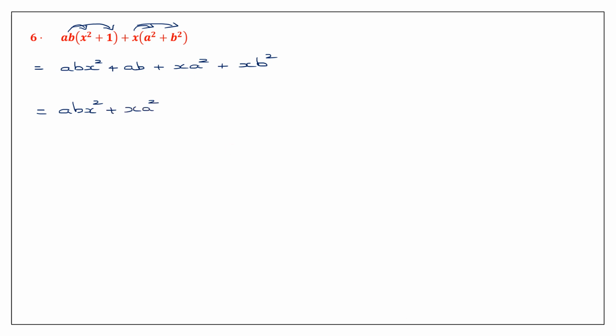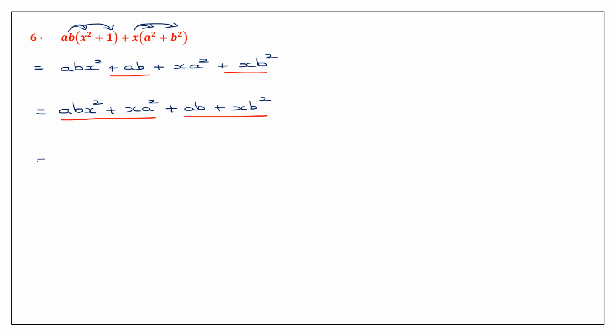So this becomes the first group. So what is left is plus ab and we have plus xb square forming the second group. So what are our two groups here? This is our first group, this is our second group.